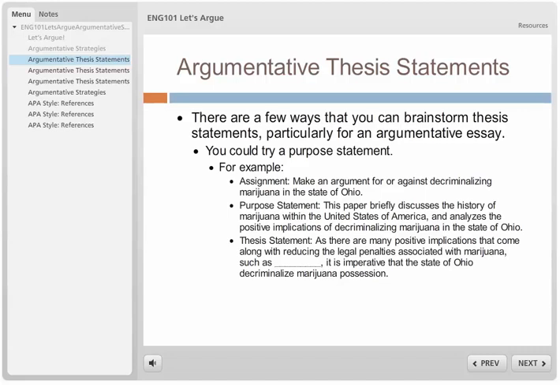So we could transform that purpose statement into the following. As there are many positive implications that come along with reducing the legal penalties associated with marijuana, it is imperative that the state of Ohio decriminalize marijuana possession. In this case, we are more clearly articulating our argument, and we have the option of including supporting points or details in our thesis itself. Once we have articulated our purpose in our purpose statement, all we needed to do is change our word choice and sentence structure to make our thesis argumentative. Remember, it still needs to pass the so what test.